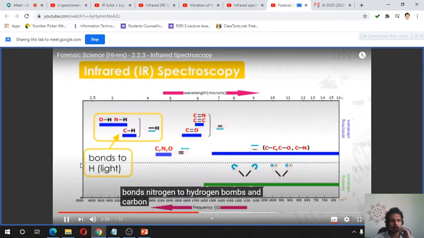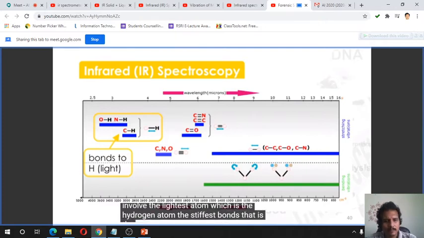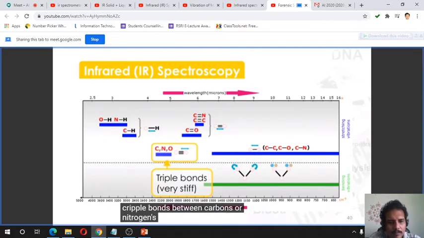Hydrogen bonds and carbon to hydrogen bonds are all on the far left hand side, and you can see a small difference between the OH, NH and the CH bonds. These are all in that particular position because they all involve the lightest atom, which is the hydrogen atom. The stiffest bonds, that is the triple bonds, and whether they're triple bonds between carbons or nitrogens or oxygens, they're all in roughly the same place, and that's at approximately 2,000 wave numbers.